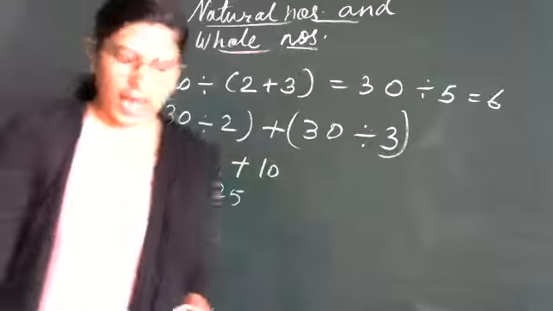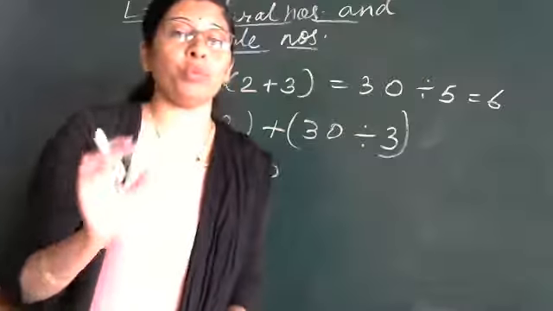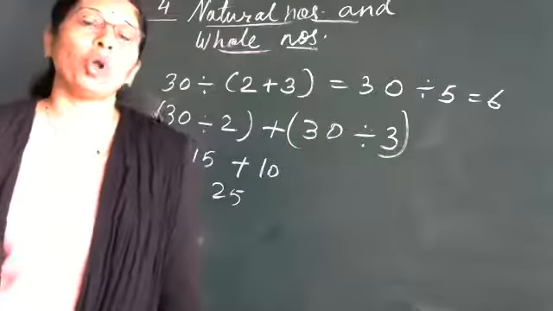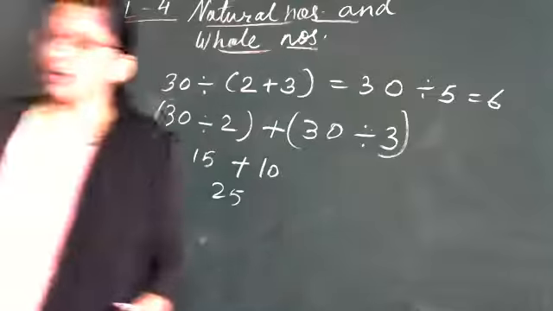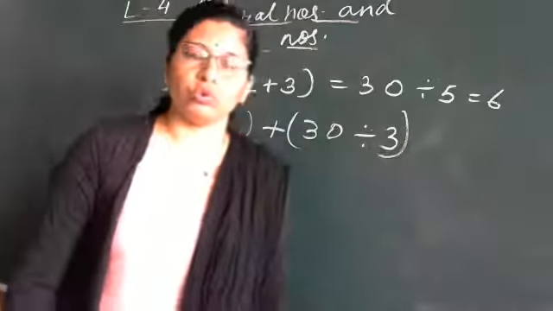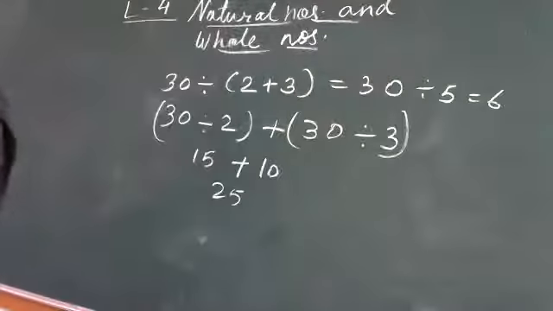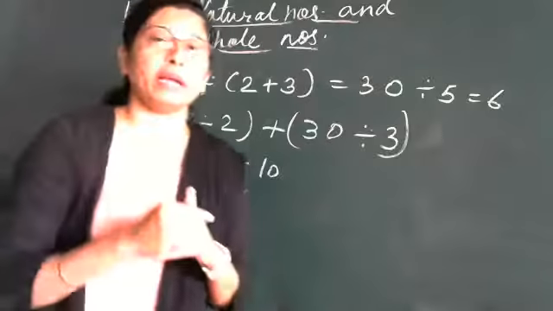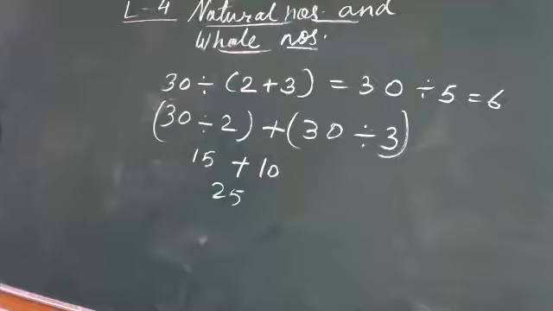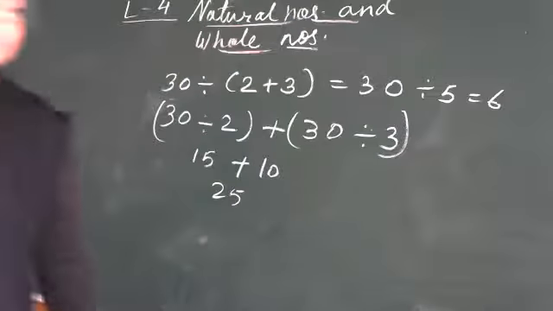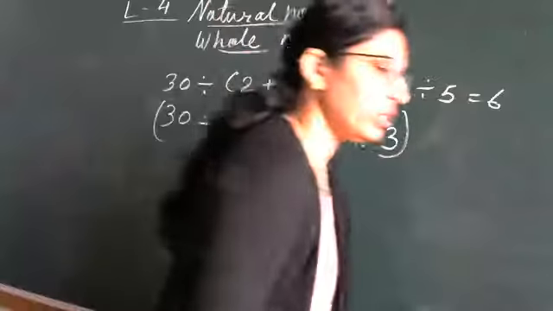That means the distributive property doesn't hold for addition and division also. Addition over multiplication doesn't hold, and division over addition also doesn't hold. We are not getting the same answer. Got it, children?